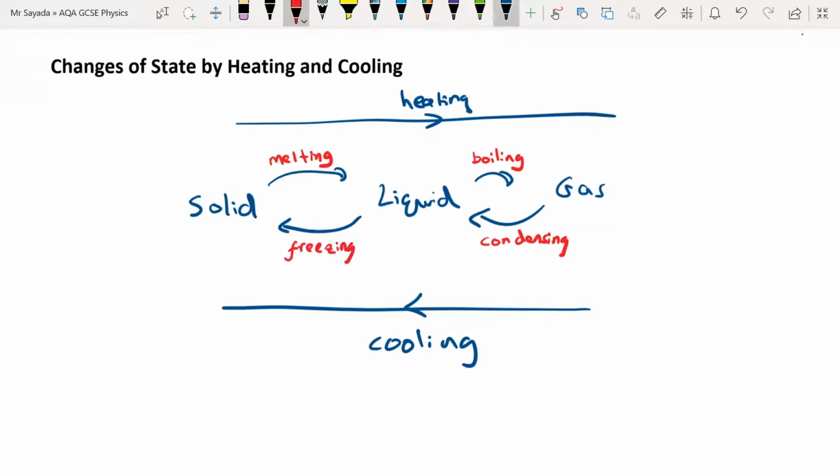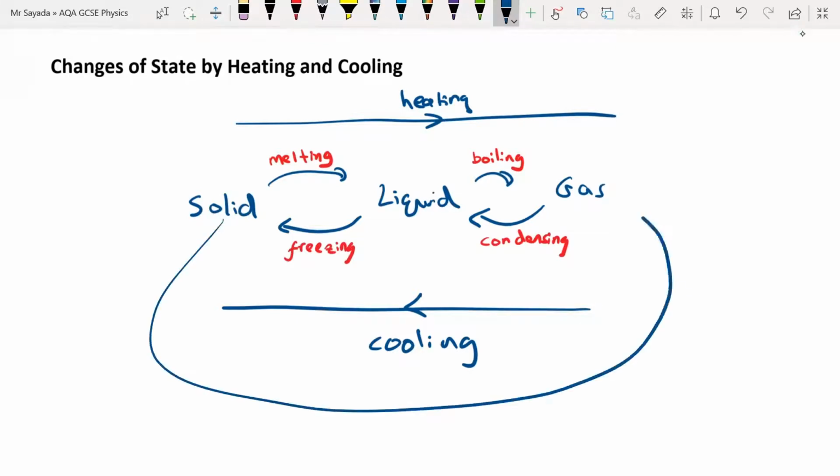You can also have a change straight from solid to gas. So a solid can turn directly into a gas. That's got a name, which is sublimation. So those are the changes of state. When you heat things up, they can melt, which is a solid turning to a liquid, or boil, which is a liquid turning to a gas. And when you cool things down, they can condense, which is gas turning to liquid, or freeze, which is liquid turning to solid.